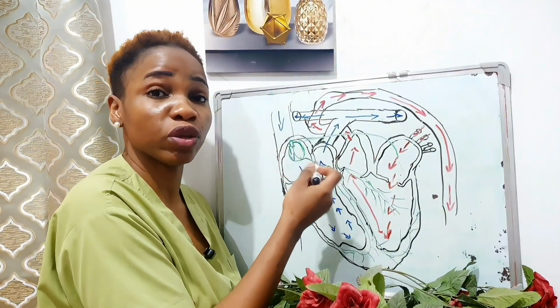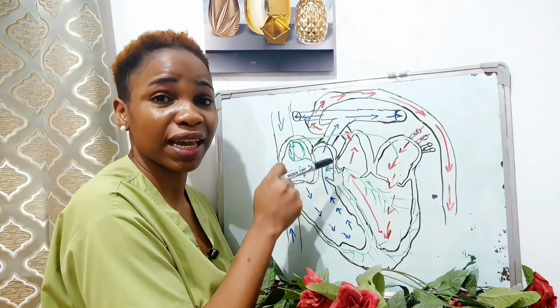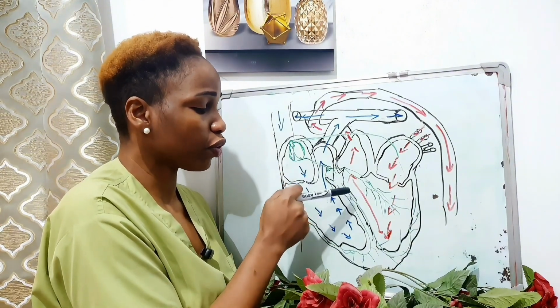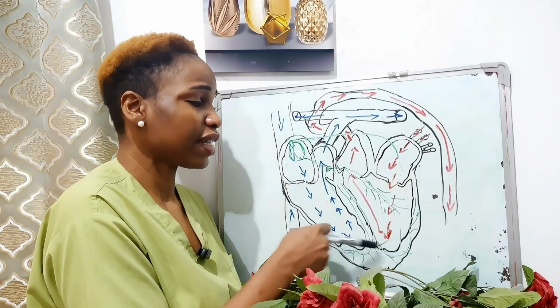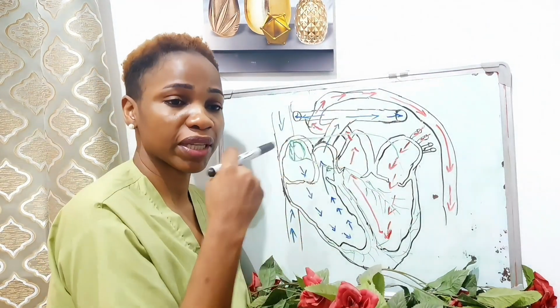When the atrium is filled with blood, the SA node sends an impulse to the AV node, that is the atrioventricular node. And from the AV node, these impulses will be sent through the bundle of His to the Purkinje fibers, which is around these muscles. This is the Purkinje fibers. These fibers will help to push blood from the ventricles to the aorta for systemic circulation.